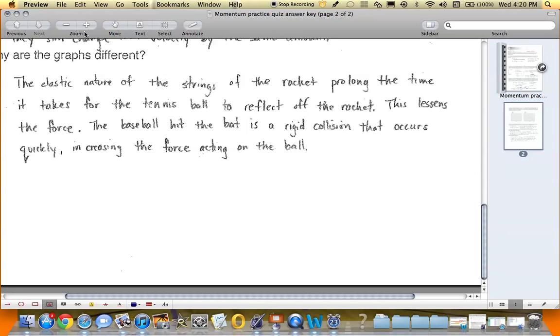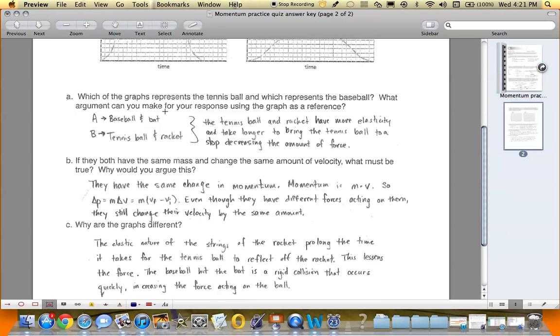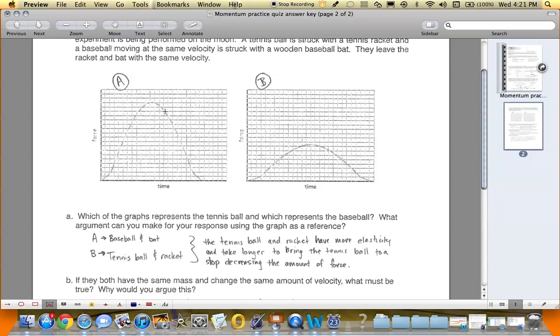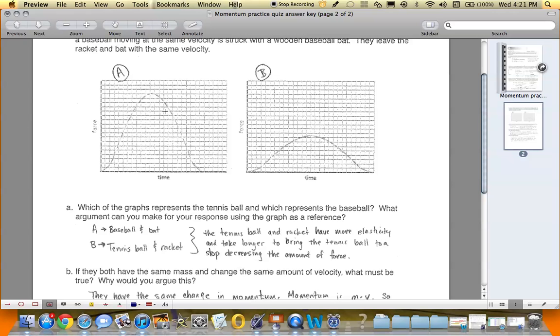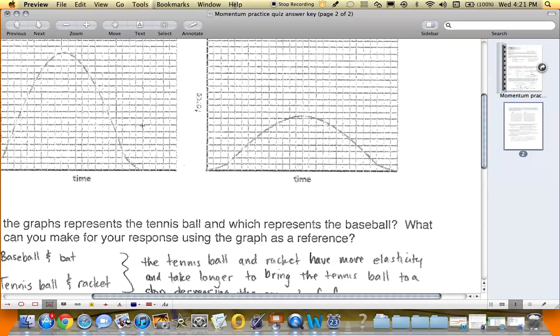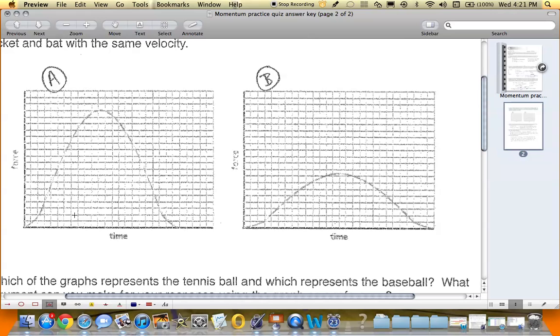Now the last one we're going to look at is the graph question. Now this one was a little tricky for some of you. So look at it. You have 2 graphs. One of them represents a baseball and a bat. One of them represents a tennis ball and a tennis racket. Now the difference between these 2 graphs, when you just look at them, you'll notice that one has a higher peak force and one of them has a lower peak force.